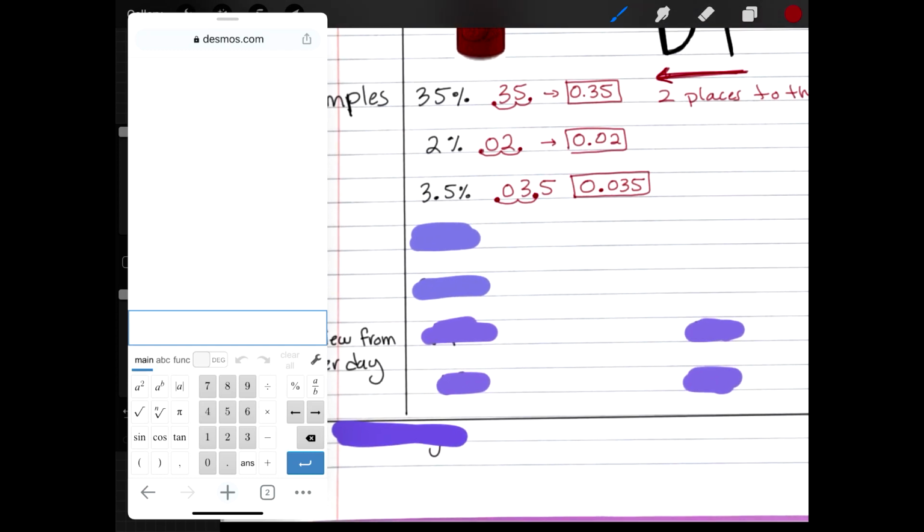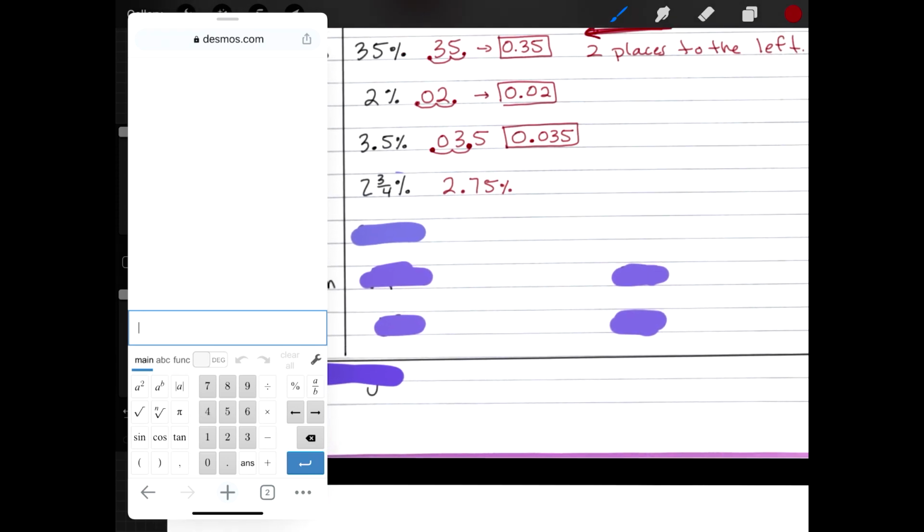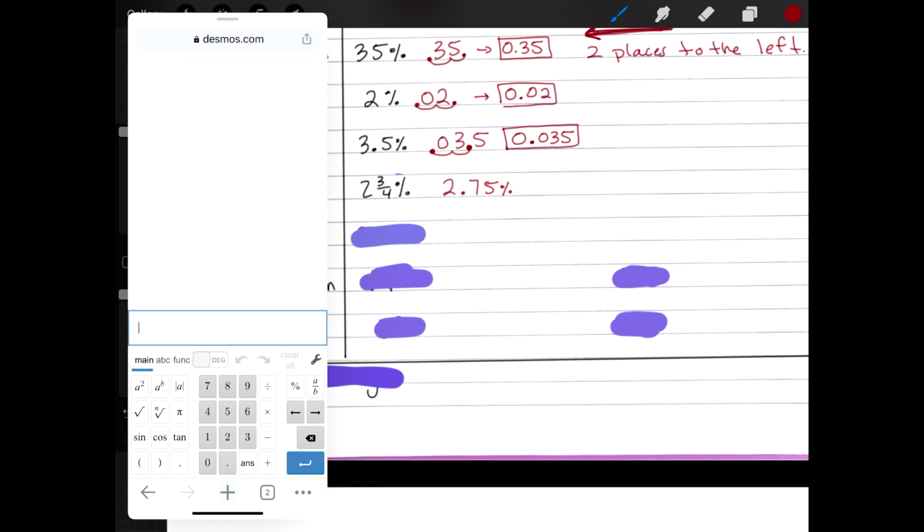Okay, the next one, let's see, 2 3/4%. So how would you write that? It's a process. First I want to put 3/4 as a decimal. So 2 and 3/4 is the same as having 2 and then 3/4, right? So 3/4 is 75. So I'm going to put 2.75%. Remember, I didn't convert it to a decimal yet, so it's still a percent. This is the percentage that I'm going to have.